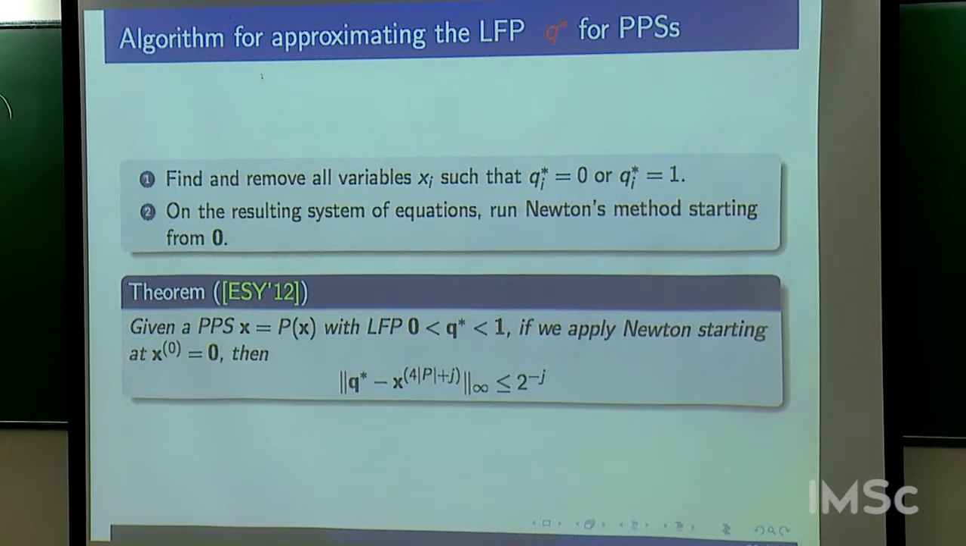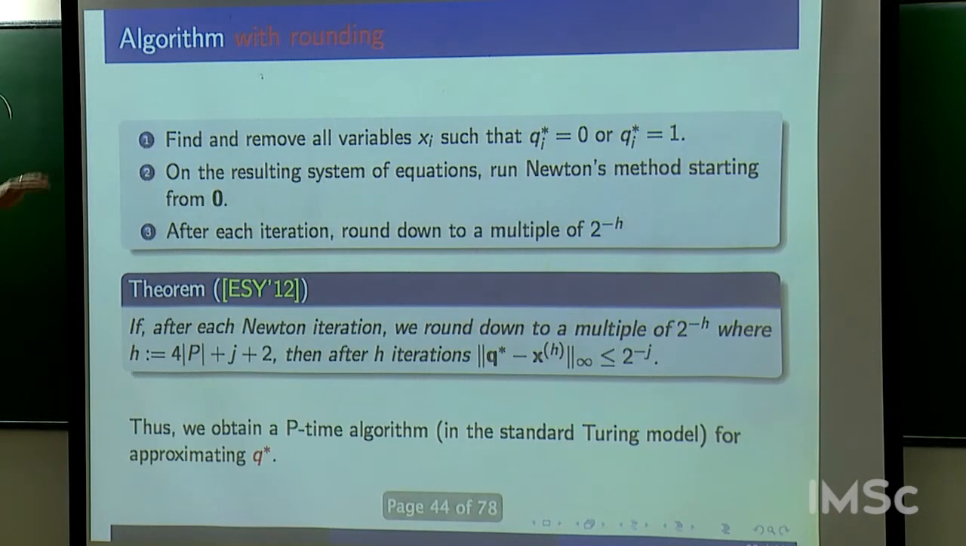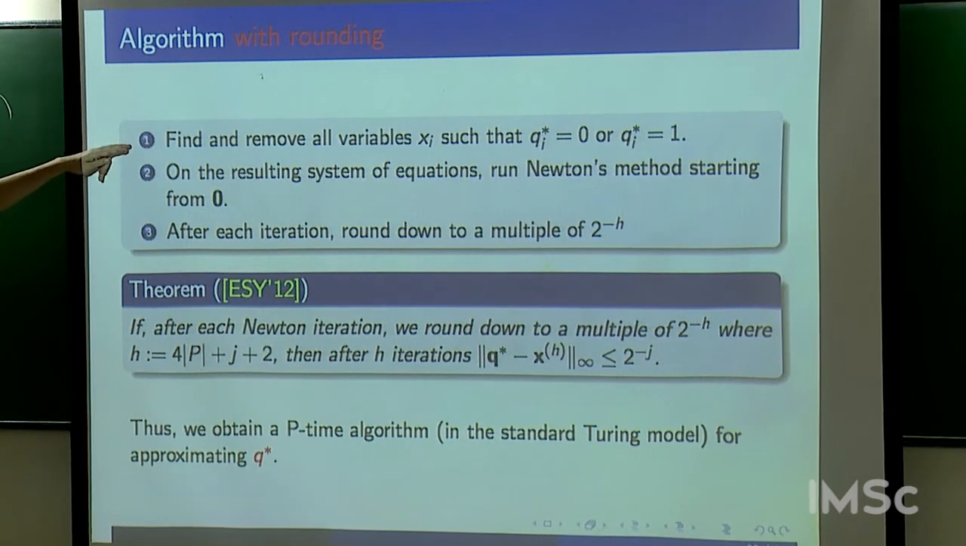Now notice that we can do this in the unit cost arithmetic model of computation in polynomial time in an obvious way, just do the iterations. If we wanted to deal with the Turing model, we have to do some rounding, okay? Good, let's do some rounding.